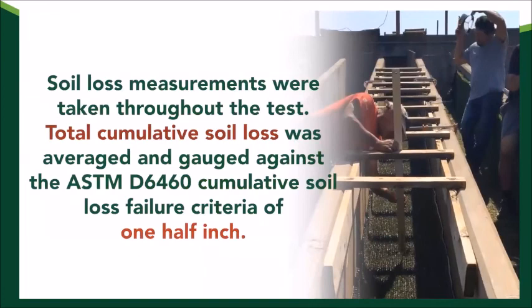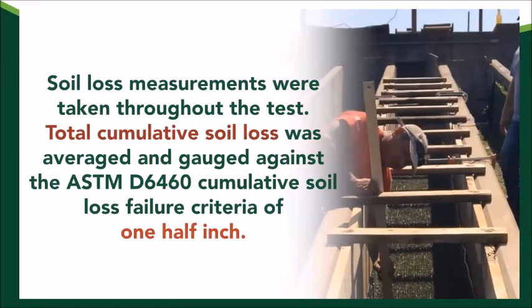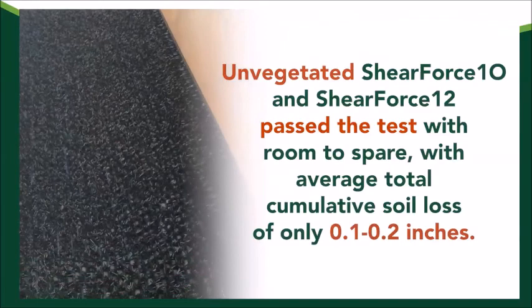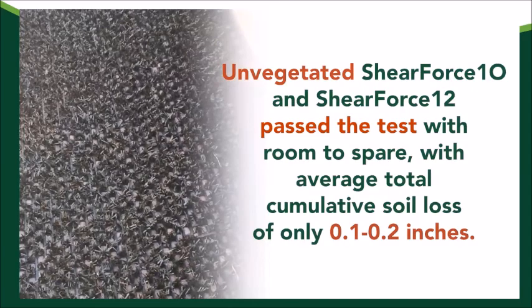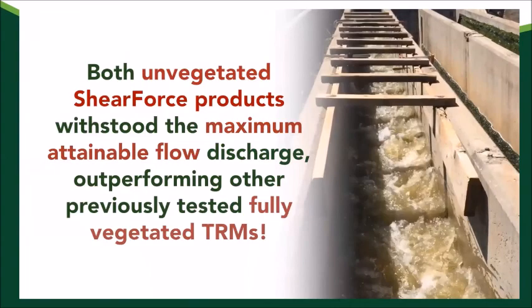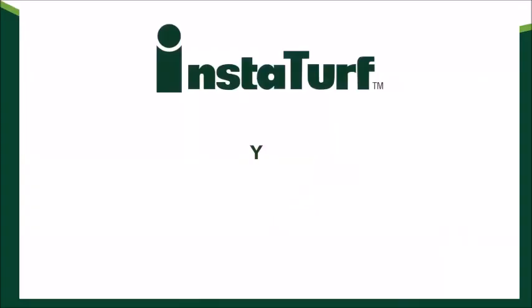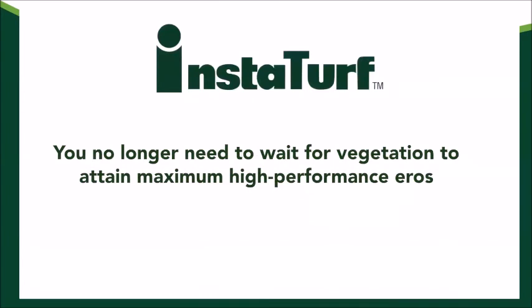Soil loss measurements were taken throughout the test. Total cumulative soil loss was averaged and gauged against the ASTM D6460 cumulative soil loss failure criteria of 1/2 inch. Unvegetated Shear Force 10 and Shear Force 12 passed the test with room to spare, with average total cumulative soil loss of only 0.1 to 0.2 inches. Both unvegetated Shear Force products withstood the maximum attainable flow discharge, outperforming other previously tested fully vegetated TRMs. InstaTurf Shear Force products, the performance of reinforced turf from day one. You no longer need to wait for vegetation in order to attain maximum high performance erosion protection from a TRM.